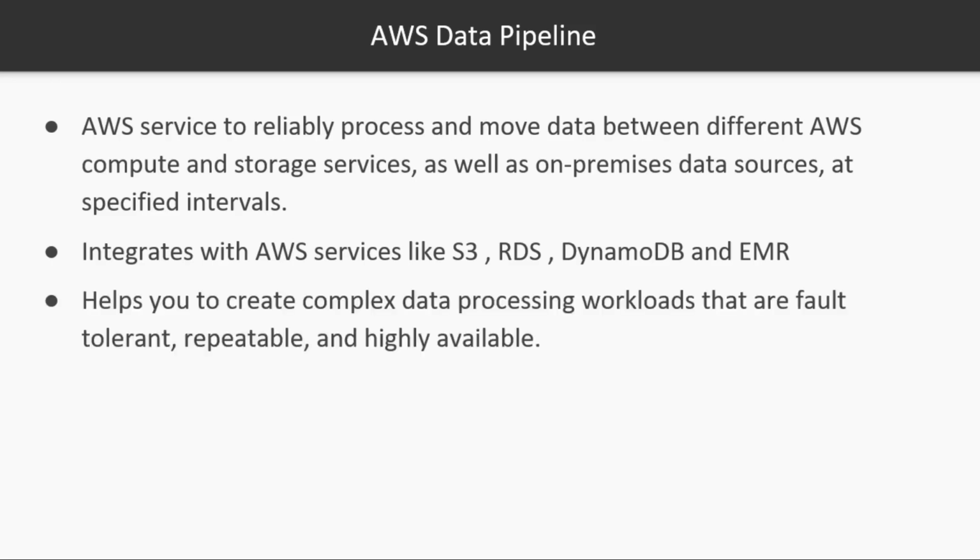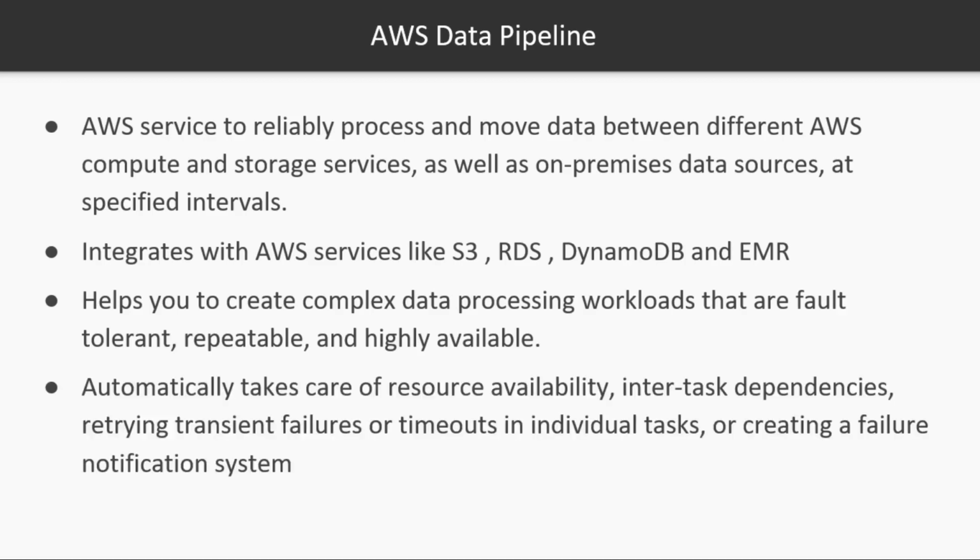AWS Data Pipeline helps you easily create complex data processing workloads that are fault tolerant, repeatable, and highly available. You don't have to worry about ensuring resource availability, managing inter-task dependencies, retrying transient failures or timeouts in individual tasks, or creating a failure notification system. AWS Data Pipeline also allows you to move and process data that was previously locked up in on-premises data silos.